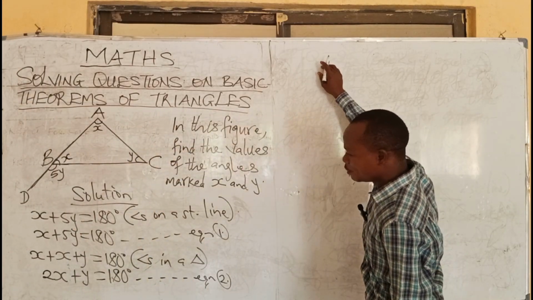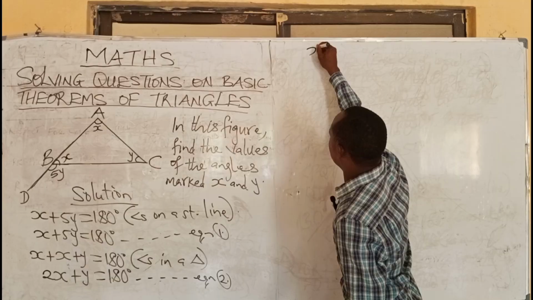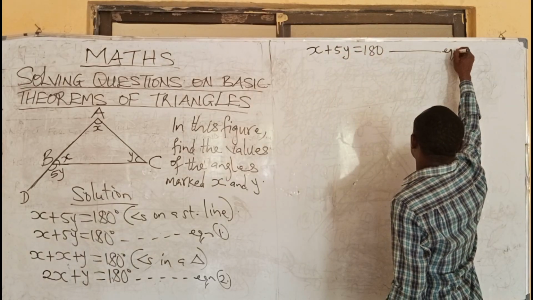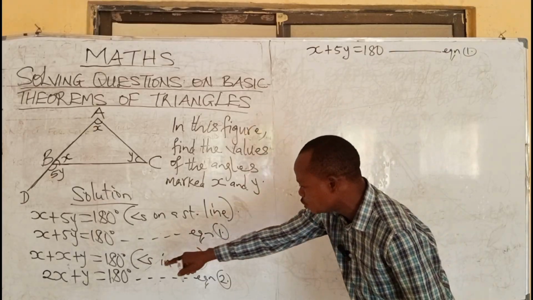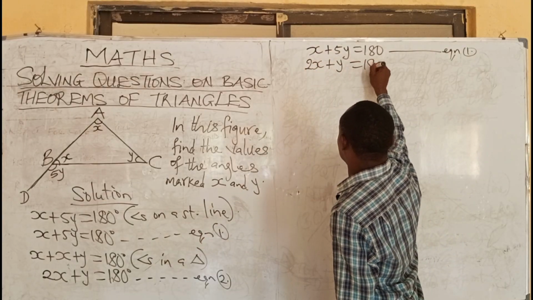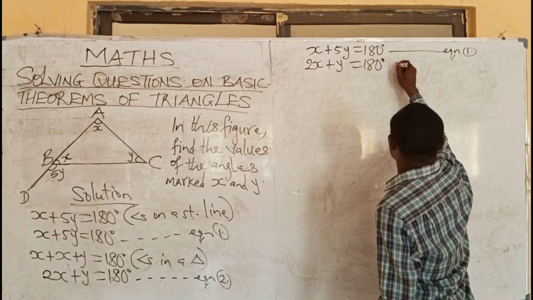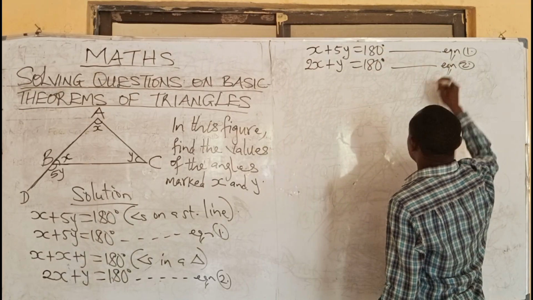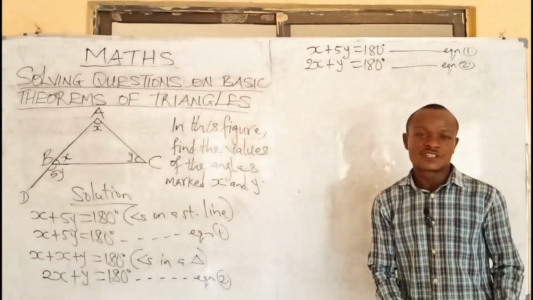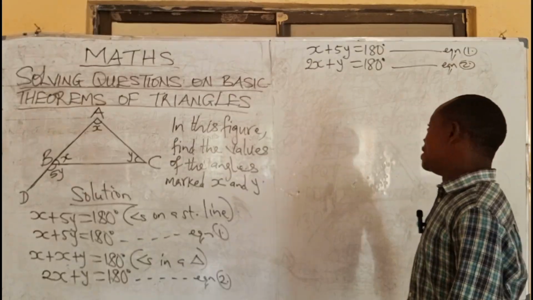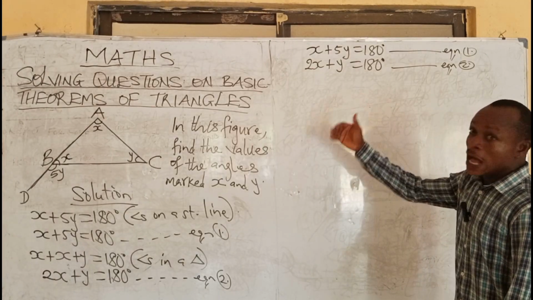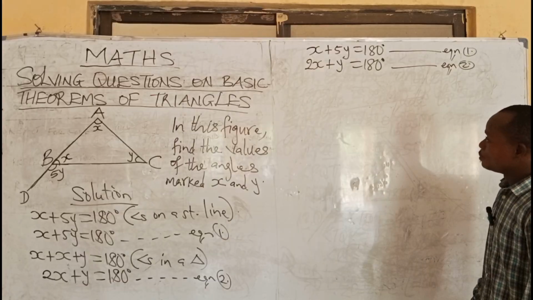Now let me bring them here. Equation 1 is x plus 5y equal to 180. That is our equation 1. And then equation 2, 2x plus y equal to 180 degrees. That is our equation 2. Now, what do we do? We can solve this simultaneously either by substitution method or by elimination method. Either method will give us the correct answer. I'm going to use the elimination method.